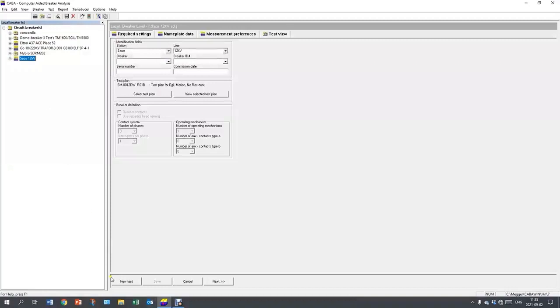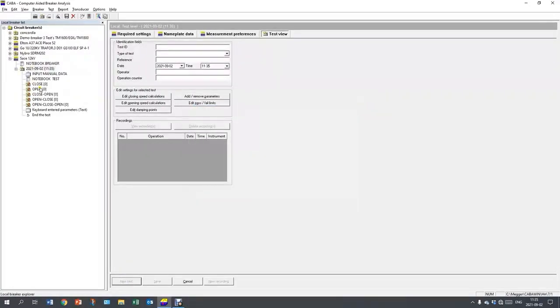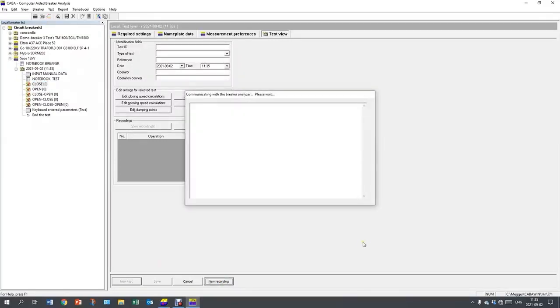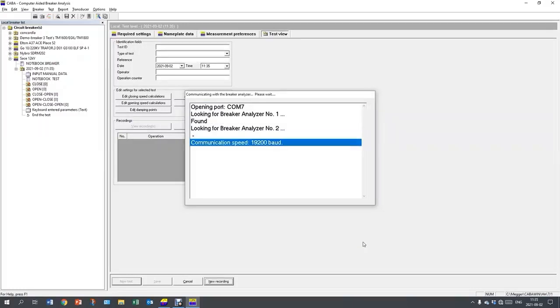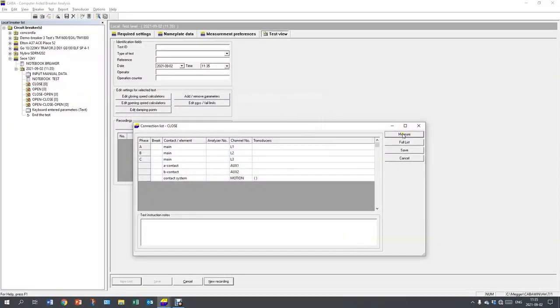I continue with creating a new test and start with a close operation. I push new recording and select uncalibrated transducer and OK. I push measure and will continue with controlling the breaker from the analyzer.